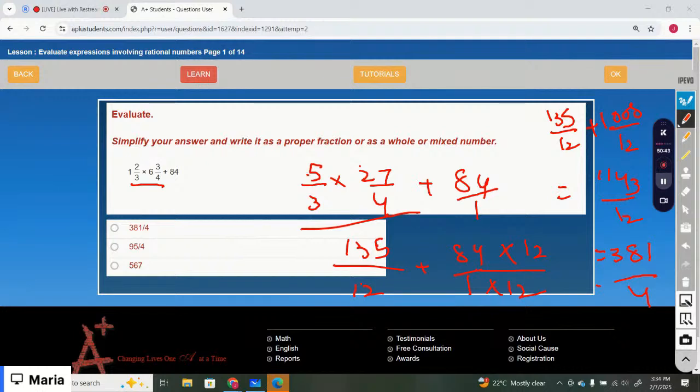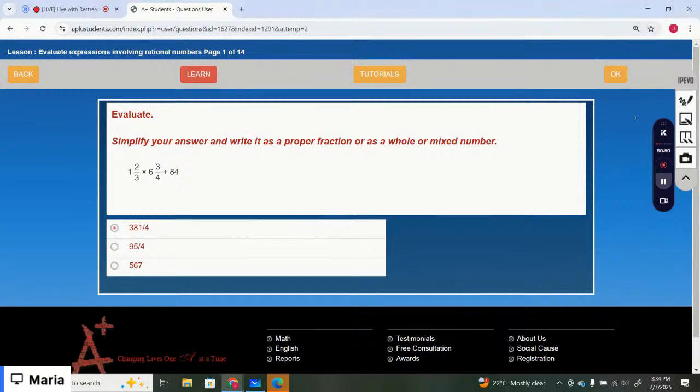You can simplify the fraction by dividing them by 3. So that is 381 over 4. Option number 1 is the correct option.